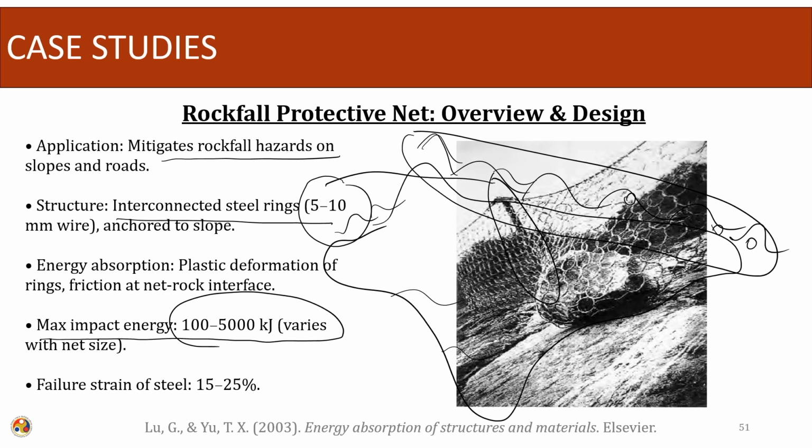We can configure these nets, we can configure the sizes, we can configure the diameter of the wire, and we can configure the anchoring so that it absorbs very high energy. And we know that the failure strain of steel is very large. So, this forms a very efficient rockfall protective measure. These are the different examples of energy absorbing devices.